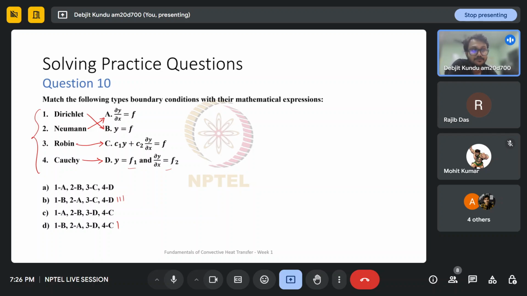You often see this in convection problems where T as well as dou T dou X, they both come together and tell you the exact heat being convected. Right. So, yeah. So the correct form should be 1B, 2A, 3C, 4D. B, A, C, D. Yeah. Option B, whoever said option B, you guys are correct. Yeah. Any questions on this?